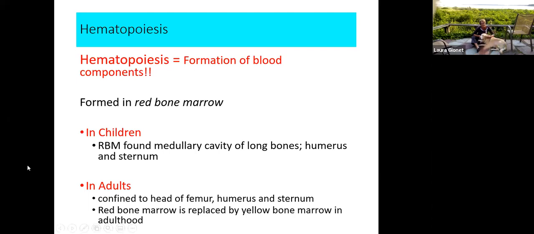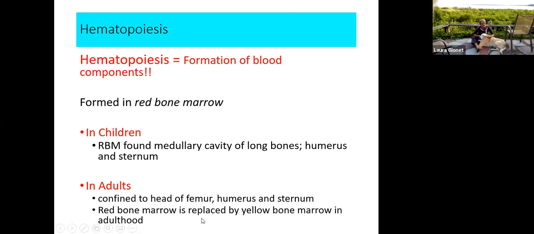Okay, then we're going to move on to hematopoiesis. So what does that mean? It's the formation of blood components, especially red blood cells. All blood components come from red bone marrow. It's not just red blood cells; it's red blood cells, white blood cells, and platelets. In children, red bone marrow is found in the medullary cavity of long bones, in the humerus, in the sternum, and really in every available spongy bone cavity area that there is. This will make sense in a moment. Wherever you have these cavities in children, especially in long bones as well as flat bones, you're going to have a lot of red bone marrow there, making lots of blood cells.